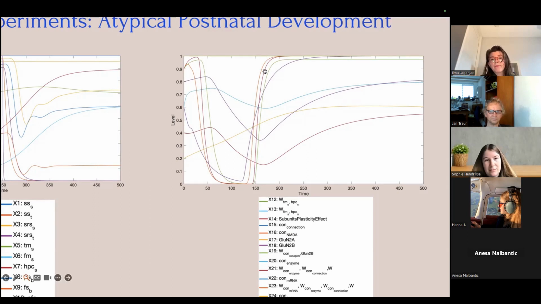What happens then is interesting, because GLUN2B was decreasing, but now it starts to increase again, showing that a lot more immature neurons are there. And what we see in GLUN2A is that it reaches a stable level. This is because GLUN2B is increasing, and therefore GLUN2B is not maturing anymore to GLUN2A. So this level stays stable. We also see the subunit plasticity effect come up.